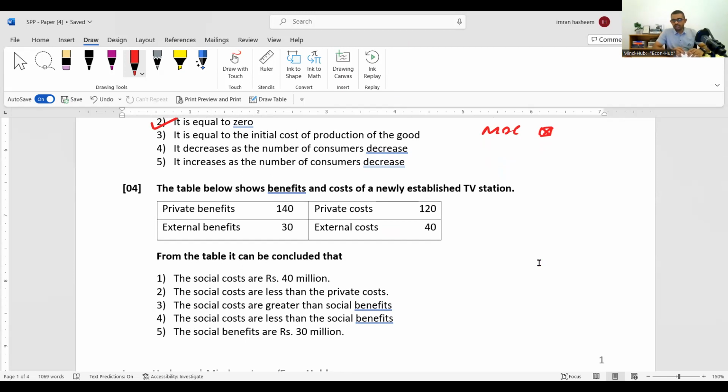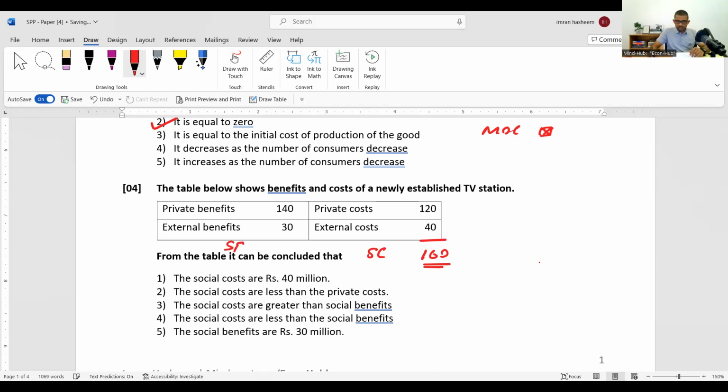Can you guys quickly help me figure out, if you don't mind, the social cost and social benefit, please? How do we calculate social cost? The private cost plus external cost is social cost. Get it? So social cost would be 120 plus 40. That gives us 160. 160 of a social cost is there.